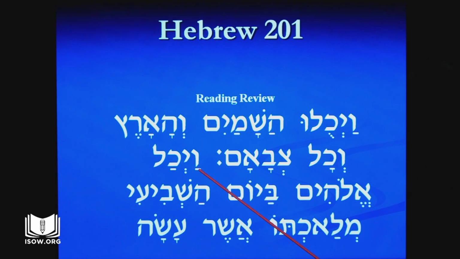And so if I come back up here, remember we read this first sentence, if I were to read all of this together, it would go something like this. Vayechol Elohim Bayom Hashvi'i Melachto Asher Asa. Now I read it kind of quickly, but eventually, hopefully if you stay with us, you'll be reading it kind of quickly like that as well.